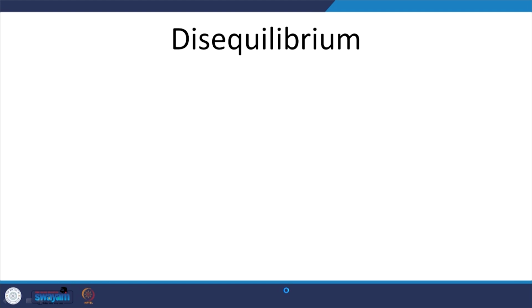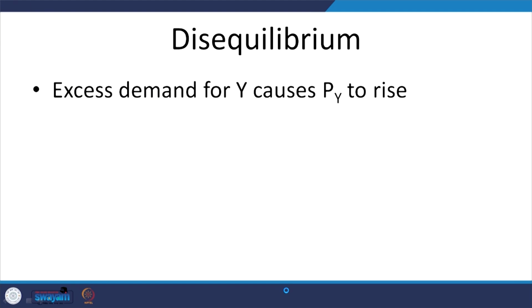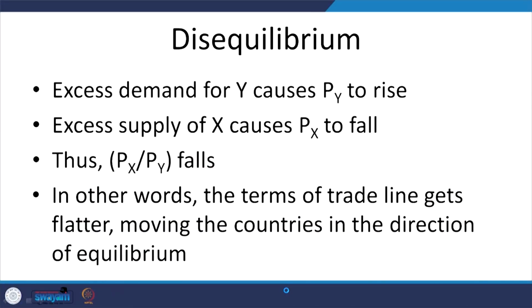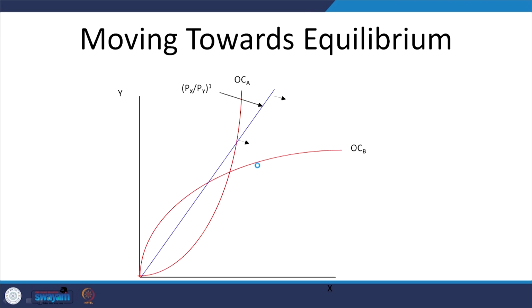So, that will lead to a reduction in the price. Excess demand for Y causes P y to rise, whereas excess supply of X causes P x to fall. Thus P x by P y falls and it reaches another equilibrium point, and the trade line gets flatter. In other words, the terms of trade line gets flatter because we have received different terms of trade, moving the country in the direction of equilibrium.